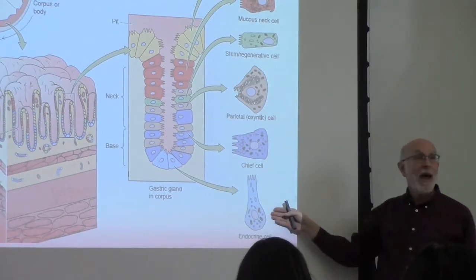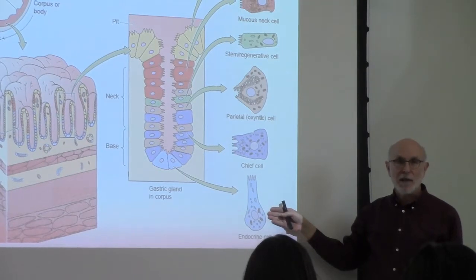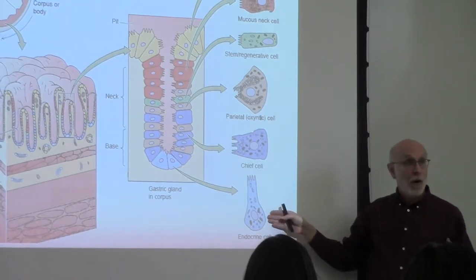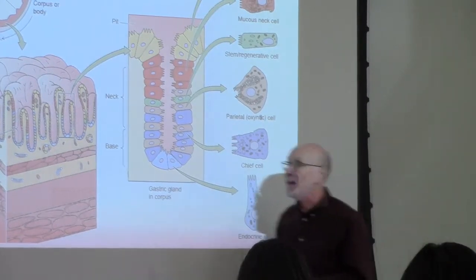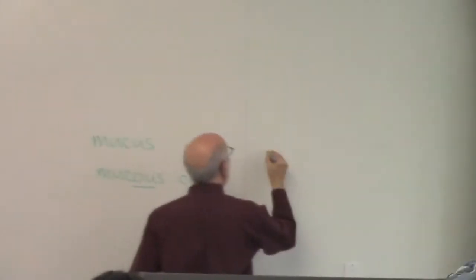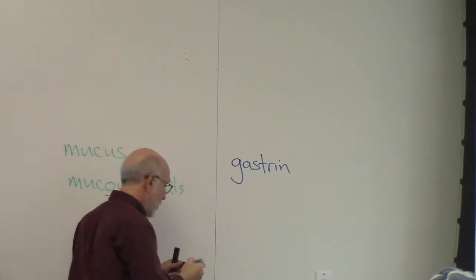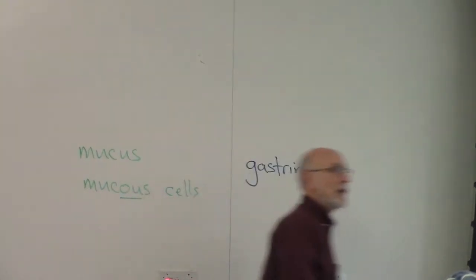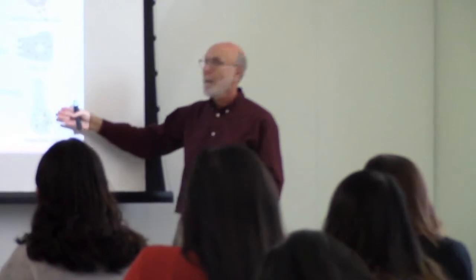There are also endocrine cells, and some books call them enteroendocrine cells, that secrete hormones. Well, a specific hormone called gastrin. Gastrin is a hormone secreted by the endocrine cells of the stomach. So we're going to start to mix up some endocrinology into digestive because it's important.